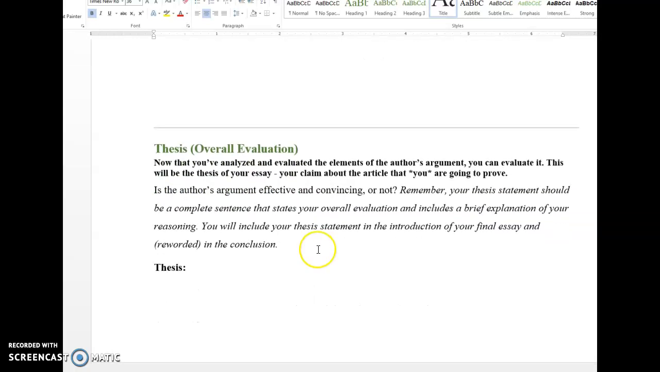And then lastly, you're going to create a thesis statement. The question is: is the author's argument effective and convincing or not? And you might be like, I don't know. Look back at everything you just wrote. If you wrote that the article is full of logical fallacies and you think that the author's worldview is clouding the way that they are writing this article, that probably means there are some big problems in this article. To answer that question, look back at everything you just did and come up with your overall evaluation. Yes, this article is effective. No, this article is not effective. And why or why not?